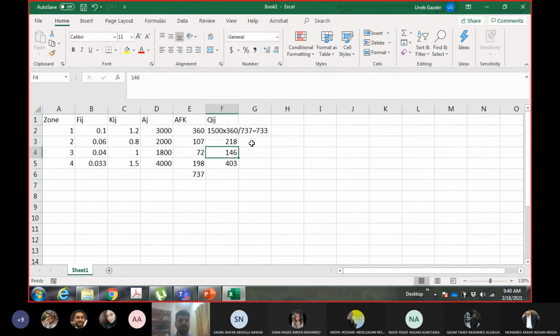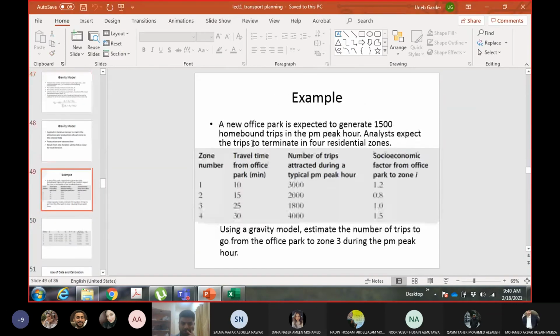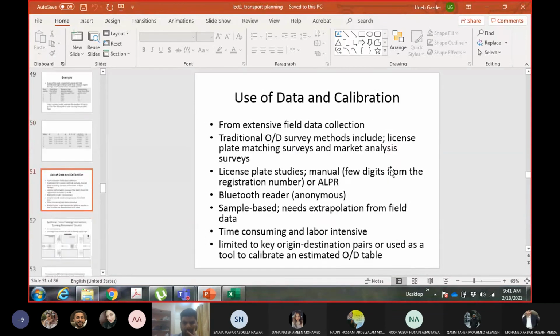Okay, so the balancing of trips produced is already done when you complete this process, but the trips attracted need some balancing. I will show you later on, don't worry. So I think this is what we have done. Good. So after 360 they also calculate this ratio as well for each zone, which is fine.